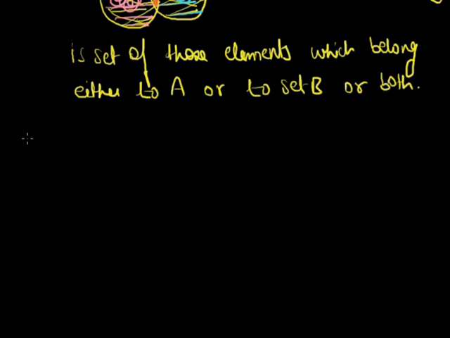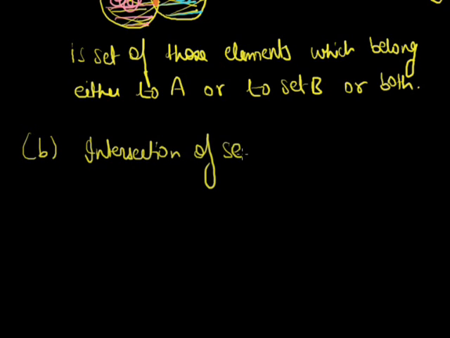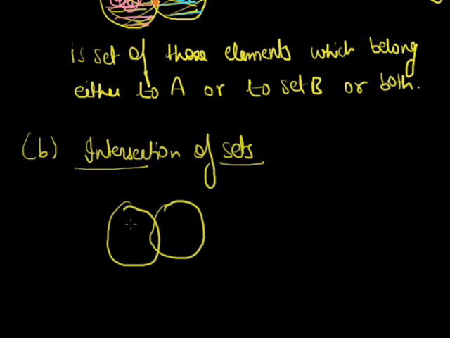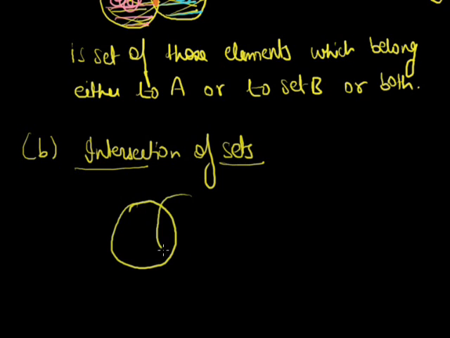Now we'll see the next operation on sets, that is intersection of sets. What do we mean by intersection of sets? Intersection of sets means the region or the elements which are common in two or more sets. If we are talking about only two sets, let's say set A and B, and suppose you take these two sets, the region which is common in both is this region. This is the region which is common in both sets A and B. This common region is considered to be the intersection of sets A and B.